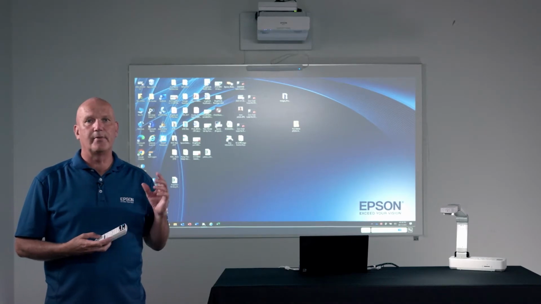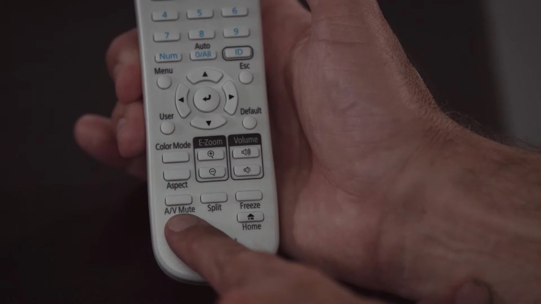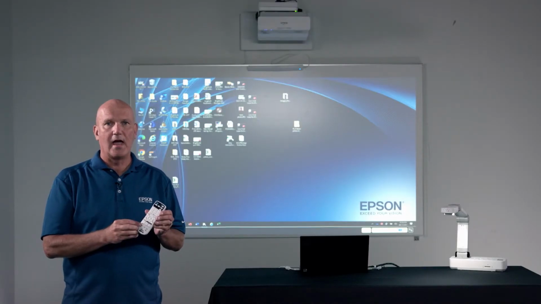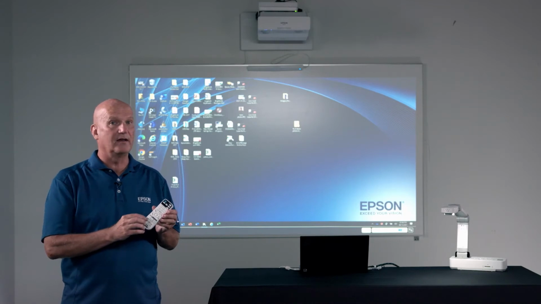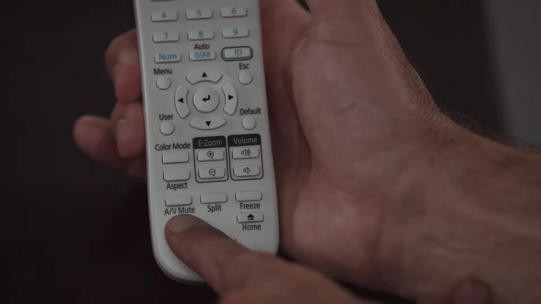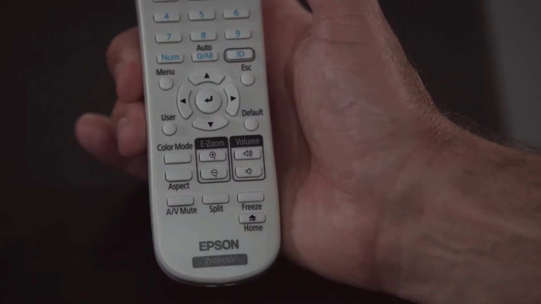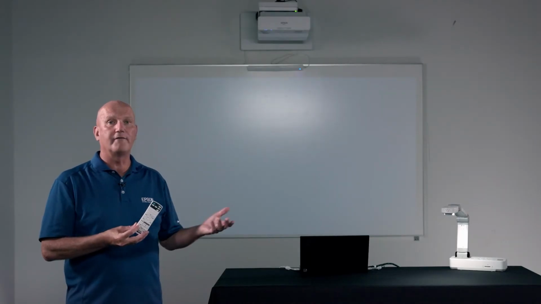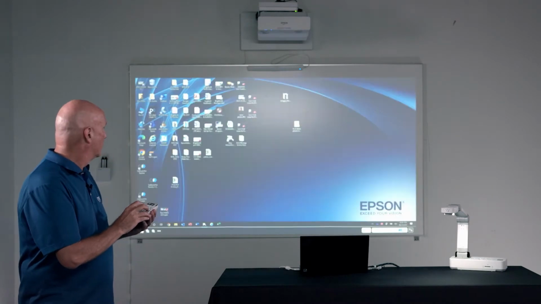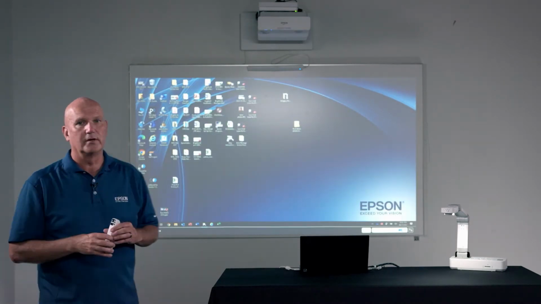As mentioned, there is a button called AV Mute. When you press this button, the image and the audio are temporarily disabled. However, the projector is still on. If you wish to return to the display, press the AV Mute button again, and it basically toggles on and off using the same button. And there, our image is restored.